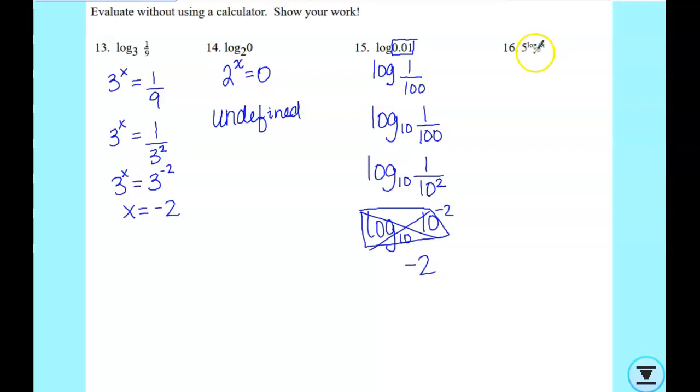This one is very similar to the ones that we've been doing, where the base of the log and the base on the exponential are the same. So these two will cancel each other out, and our answer is just x.